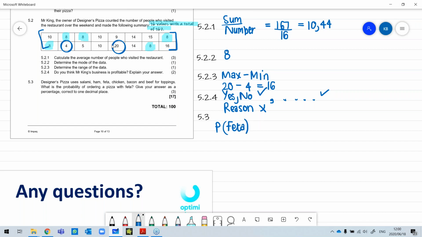There are 6 possible options. 1, 2, 3, 4, 5, 6 possible options for toppings. So it's going to be 1/6. Feta is 1 out of 6 possible toppings. And in order to make this answer a percentage, we multiply it by 100, getting an answer of 16,66. Rounded off to 1 decimal value is 16,7%.